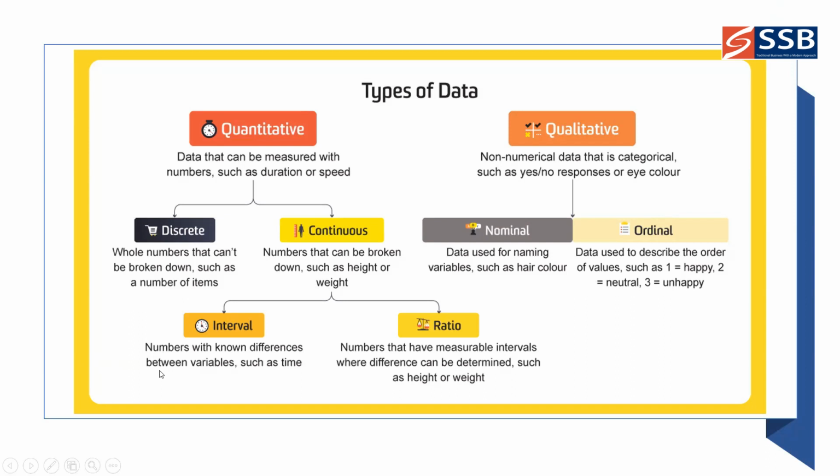So the numbers with known difference is called interval, and the numbers which are measurable intervals where difference can be determined is going to be a height or a weight.